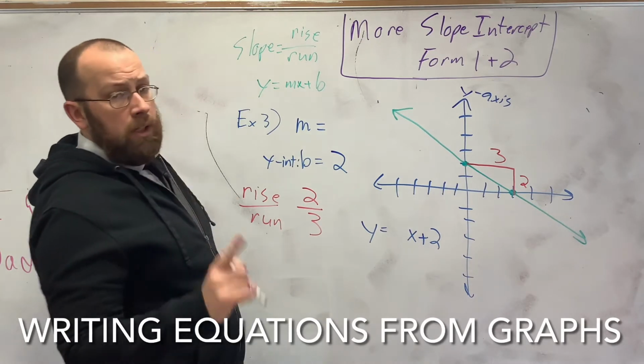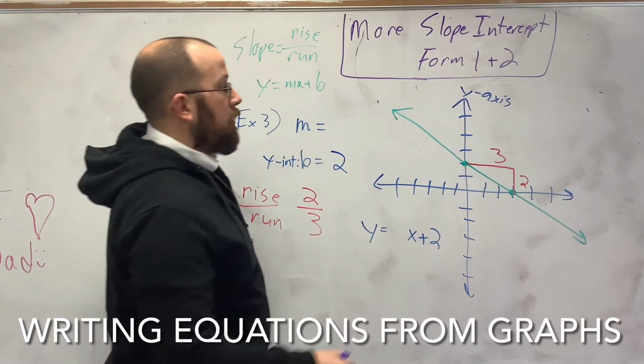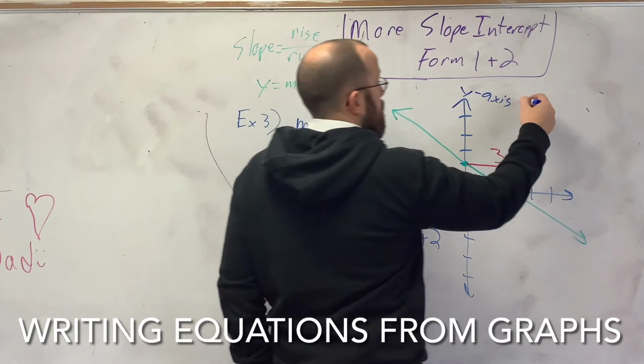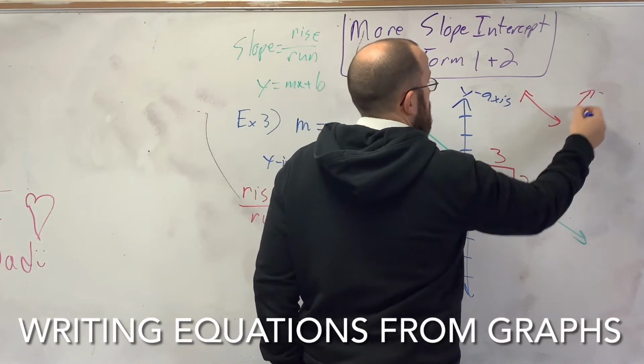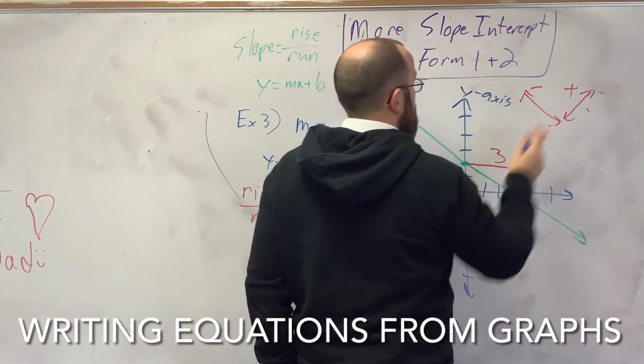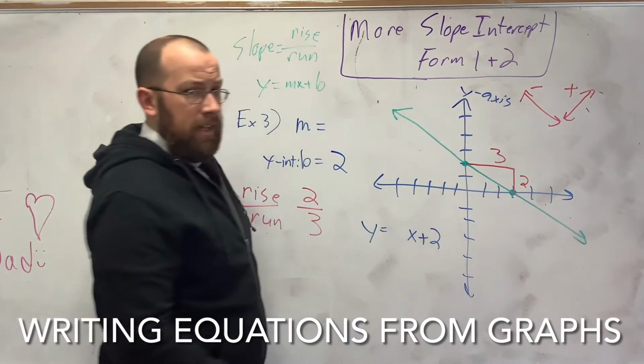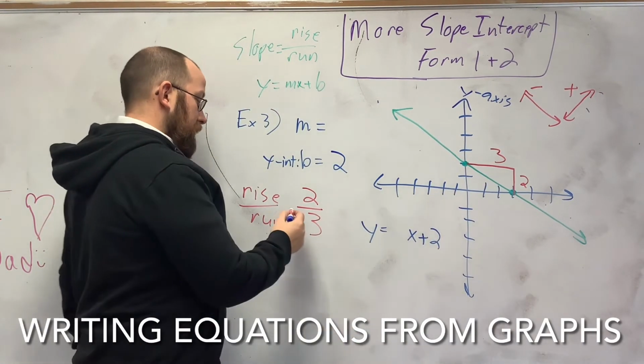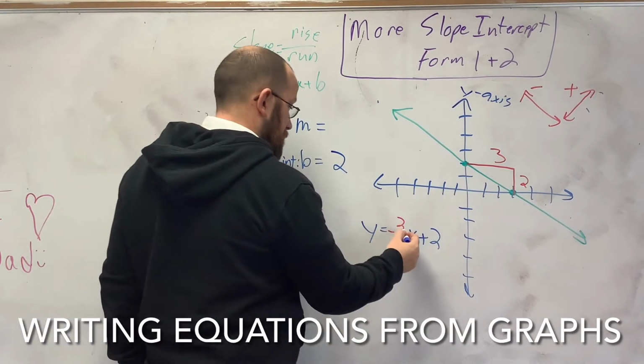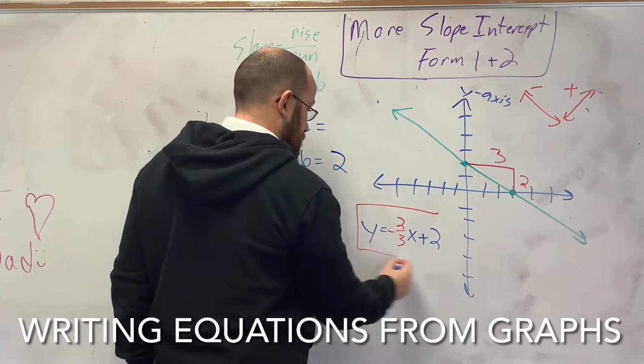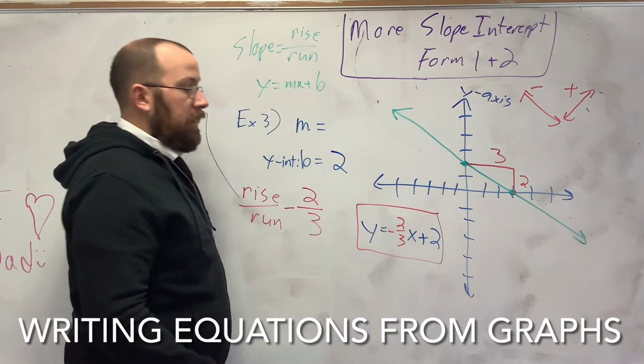Now here's the trick to rise over run. You have to look at the line. All right? Negative, positive. What does this line look like? Does it look like a negative line or a positive line? Looks like a negative line. So negative 2 over 3. And that's our equation from a graph.